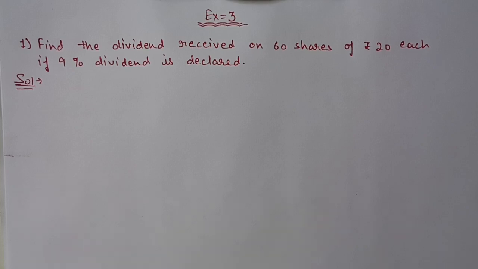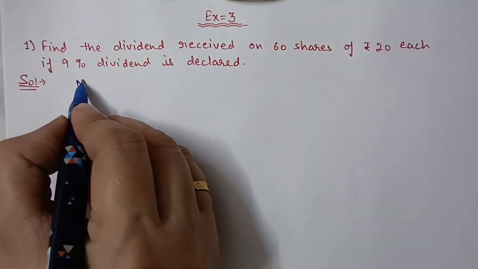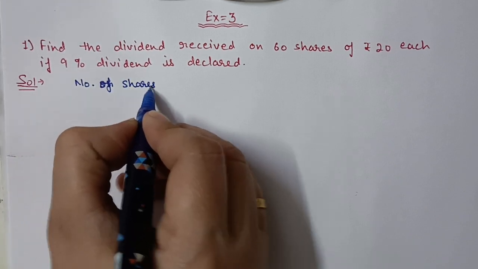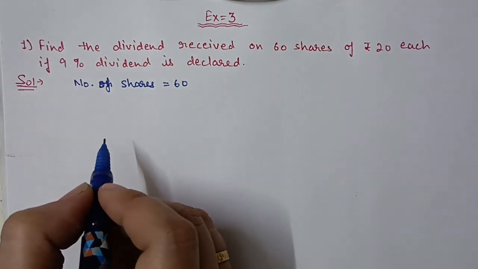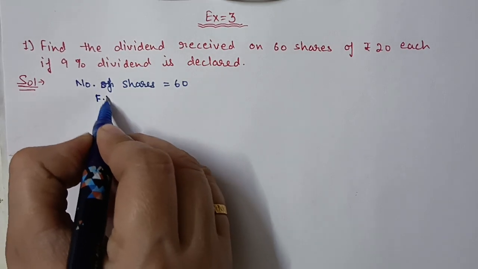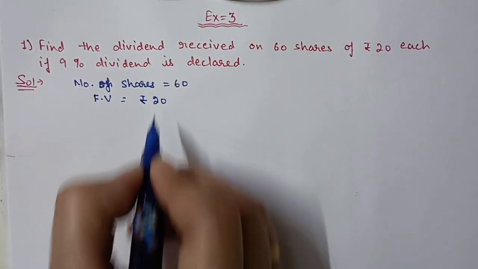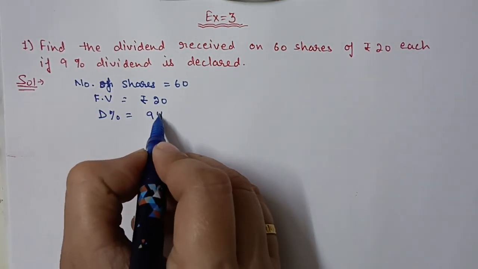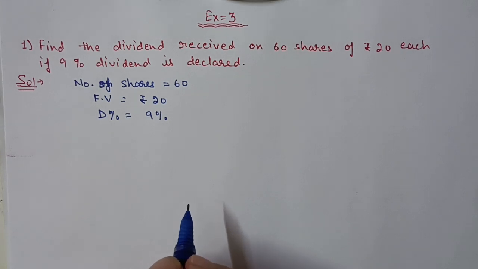Now we will start exercise 3. Question number 1. Find the dividend received on 60 shares of rupees 20 each if 9% dividend is declared. So first we will write whatever is given in the question. Number of shares is given 60. Then the second thing given is 60 shares of 20 rupees each, meaning the face value is 20 rupees. And if 9% dividend, it means the dividend percentage is given 9%. You have to find out the dividend or the annual income.